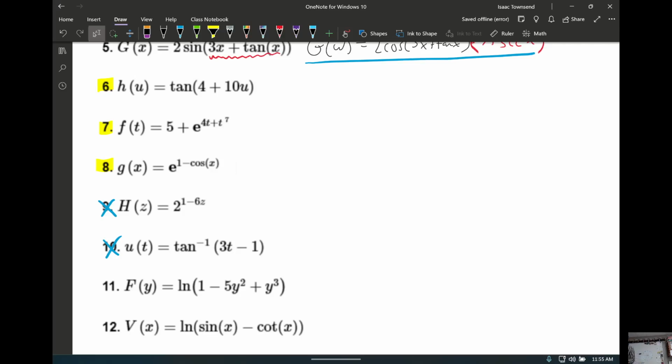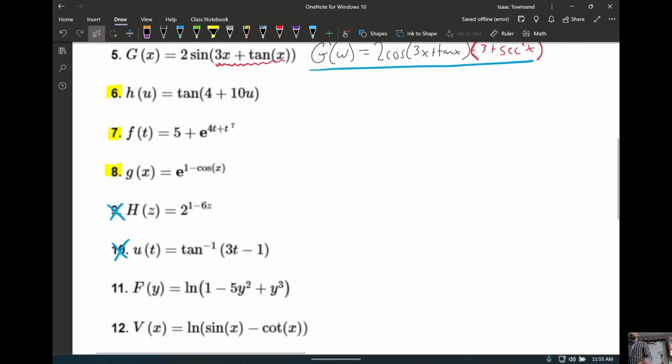Even if you're not finished, let's go ahead and see what you should have done here. So number 6, and I want to talk about number 6 just a touch more than just going over the answer. The derivative of tangent something, this is one that you should memorize. The derivative of tangent something is always going to be secant squared of the something, then times the derivative of the inside, times 10.